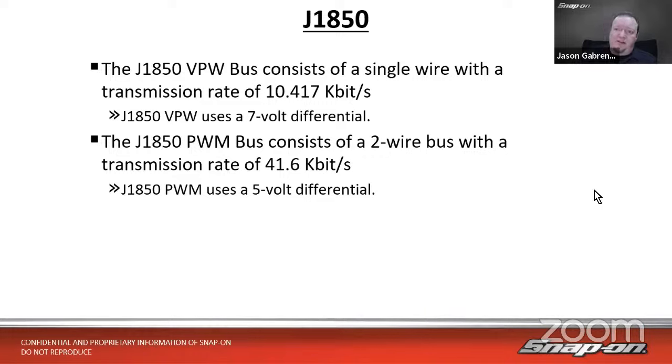Now, J1850 variable pulse width uses a 7-volt differential. So you'd see a 7-volt square wave going across the screen if you're looking at it with a scope. Pulse width modulated bus is going to be a 2-wire bus. So it's a variation on that. It's going to use the same type of communication protocol, it's just going to be two wires. And that's considerably faster. It's 4 times faster, 41.6 kilobits. Pulse width modulated also uses a 5-volt differential.